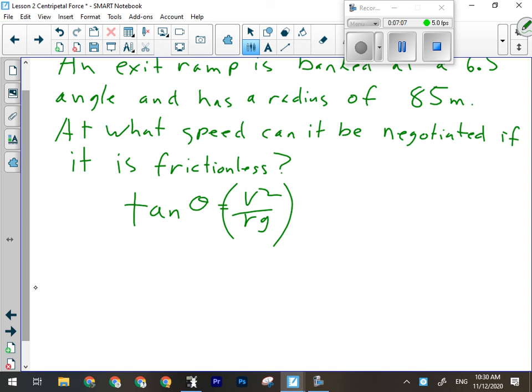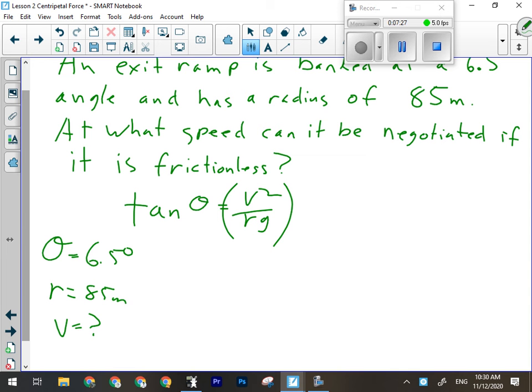So in this question, they gave me the angle of bank, 6.5 degrees. They gave me r, 85 meters, and I always know g, so can I solve for v? I need to get v by itself. What do I do with r and g?